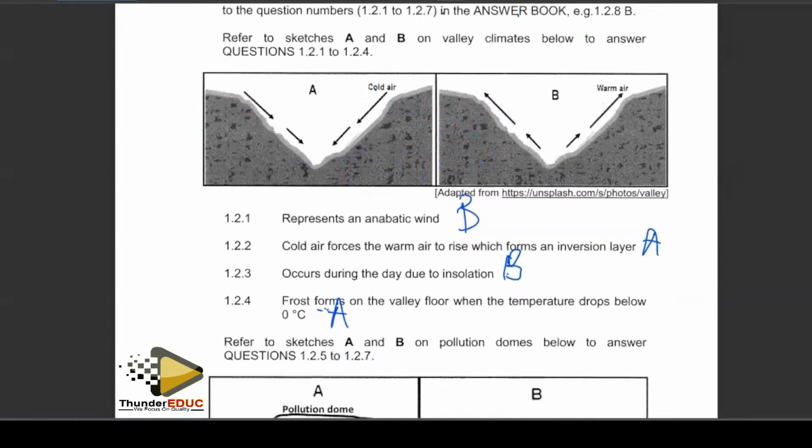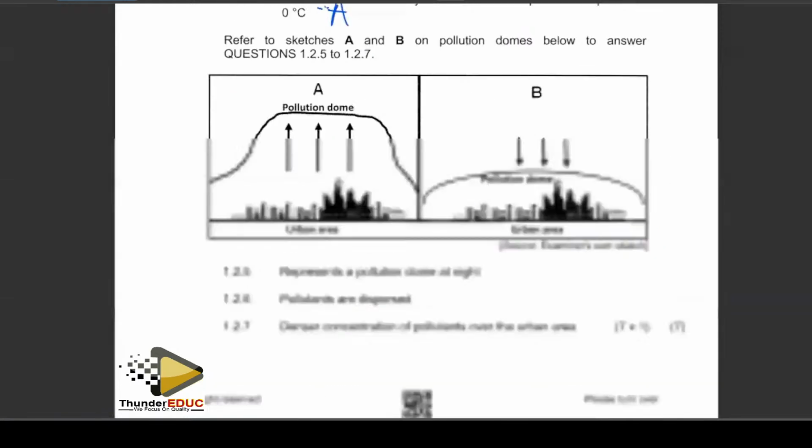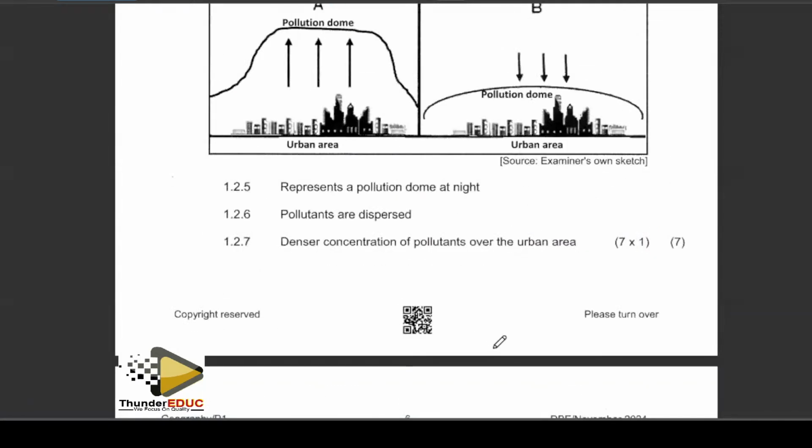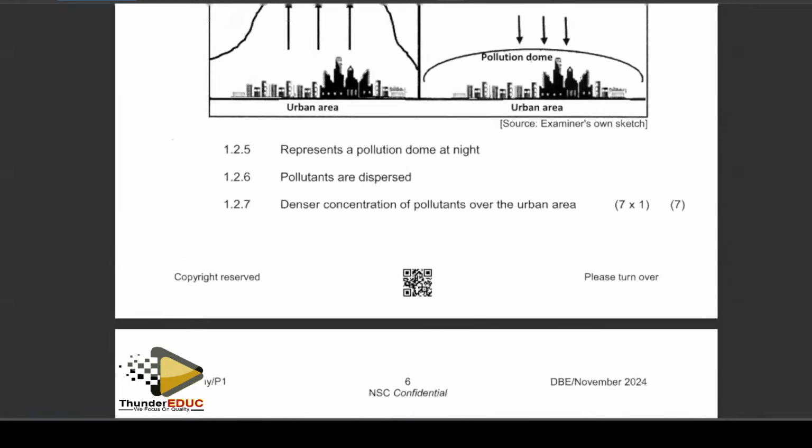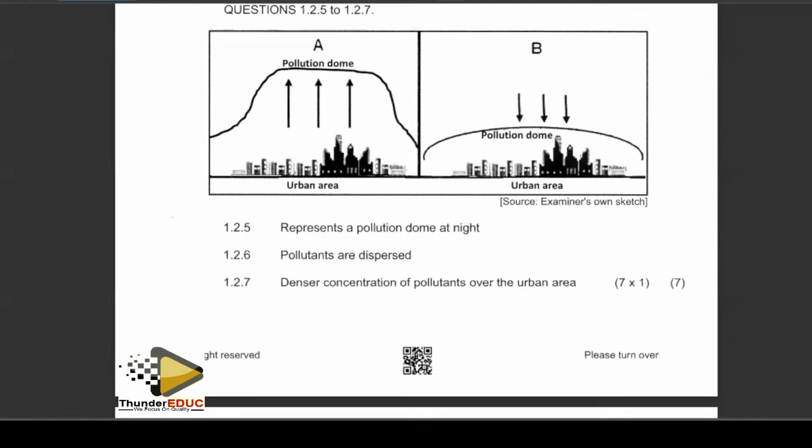Right. Our next question is based on the pollution dome. Right. I will briefly describe the pollution dome and how they differ from the day situation to the night situation. Just to give a background to the two concepts of the day situation and the night situation of a pollution dome. But what we should note before we answer those questions, do not confuse a pollution dome with an urban heat island. That is a typical confusion that most learners typically have. When you're talking of a pollution dome, do not confuse it with an urban heat island.